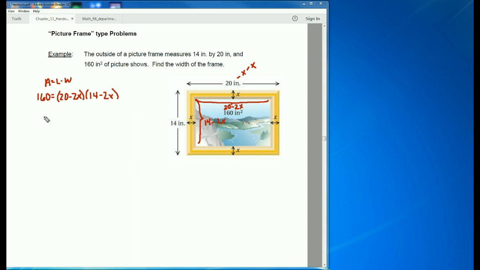Okay. So what we need to do is just FOIL on the right-hand side here. So I do 20 times 14, which is 280. And then when I do the 20 minus 2x, that's minus 40x. Minus 2x times 14, that's minus 28x. And minus 2x times minus 2x is plus 4x squared.